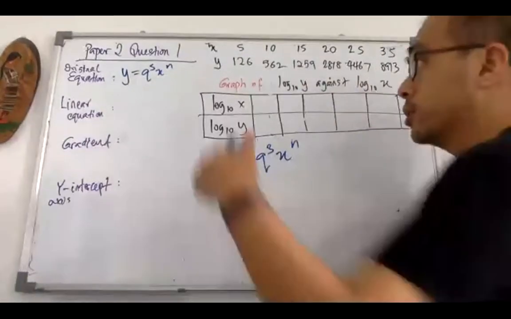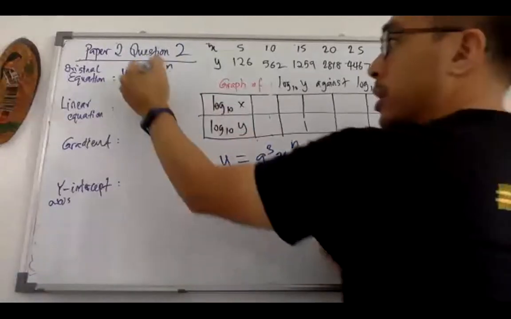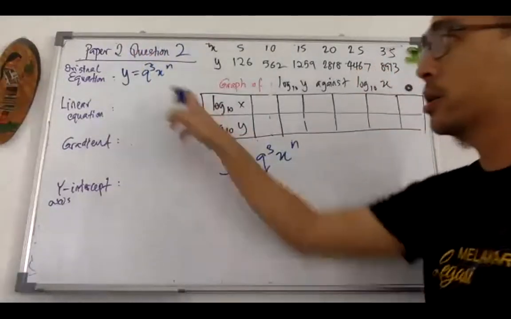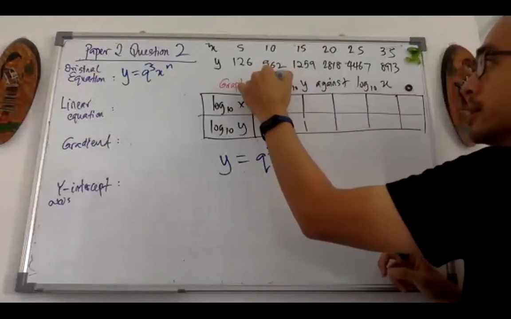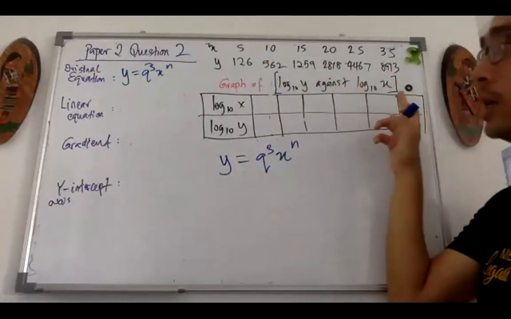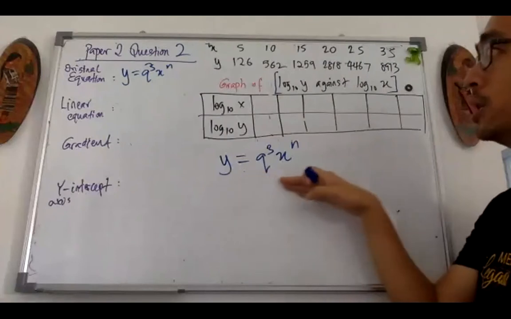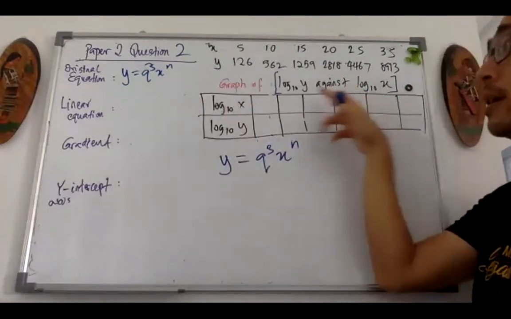Okay, so we're going to do question 2. I'm resuming the recording now. This is the original equation given: y equals q cubed x to the power n. These are the values, and the question tells us this is the graph of log y against log x. So we want to change the original equation to the linear form.